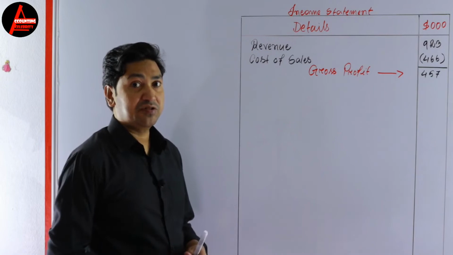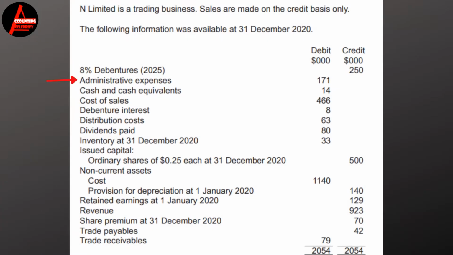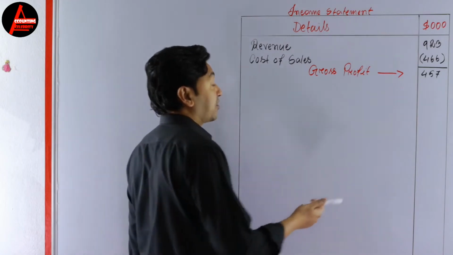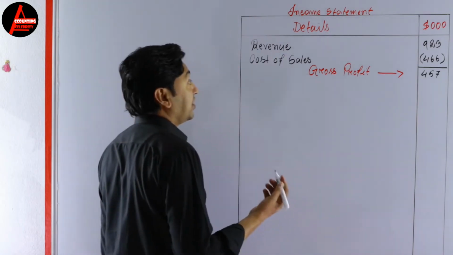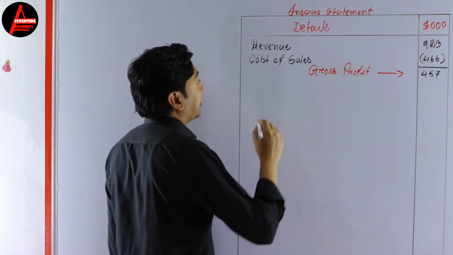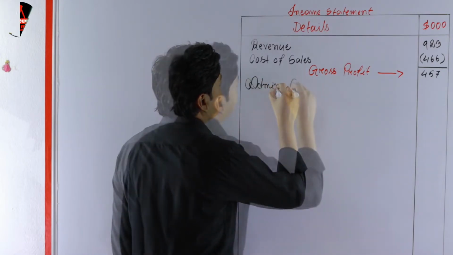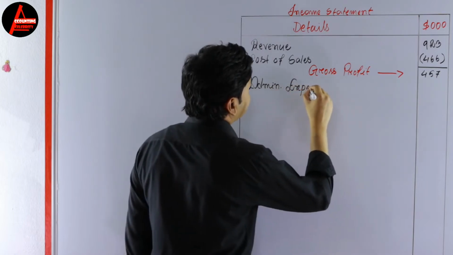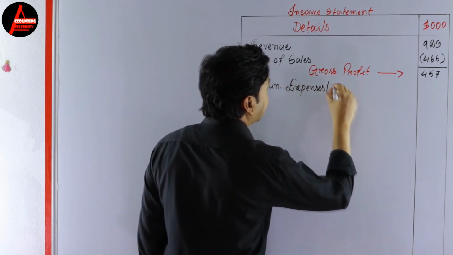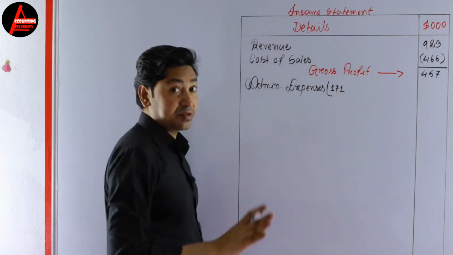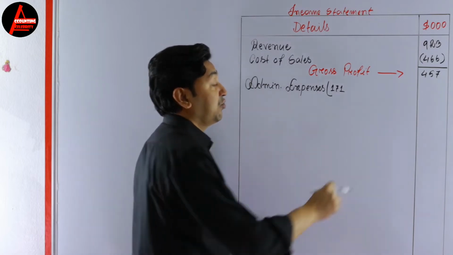Now let us have a look at the questions once again. Here we have administrative expenses, which is $171,000. All expenses will be subtracted from this gross profit to calculate the net profit or profit for the year. So let us write here administrative expenses, $171,000. We are writing it in brackets because we have some calculations, so the final answer we will write here.